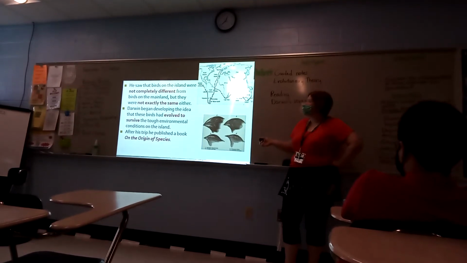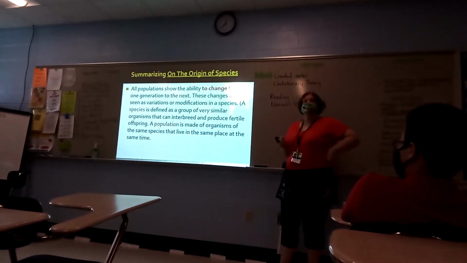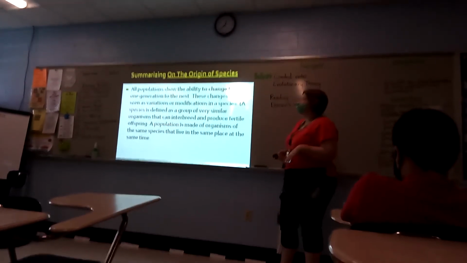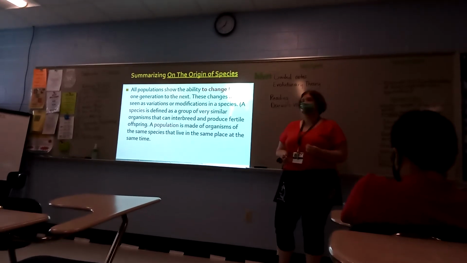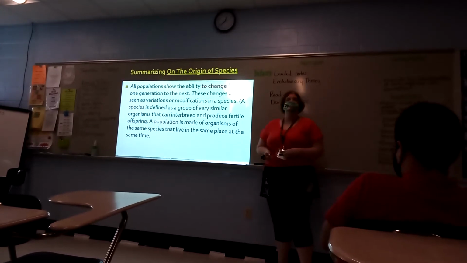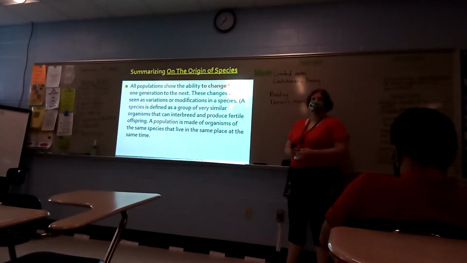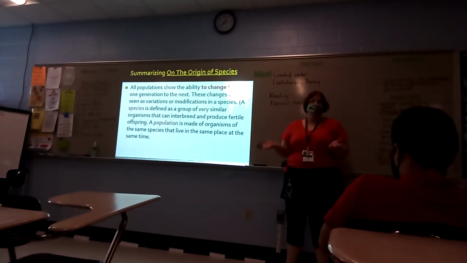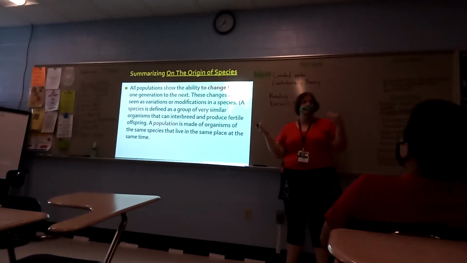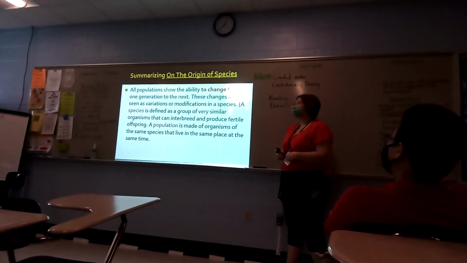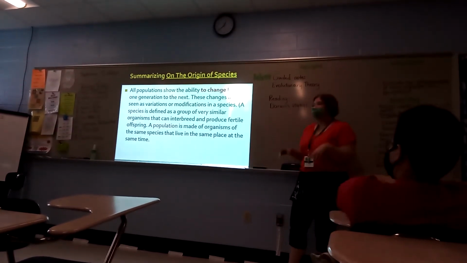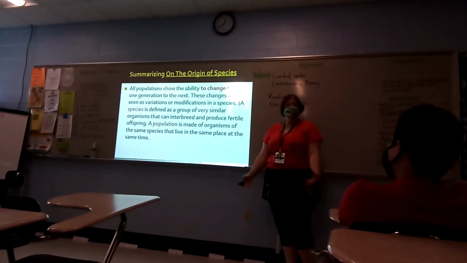Alright, so some main ideas from his book and main ideas that still stand today. All populations show the ability to change from one generation to the next. We see that with people. You see old-timey photographs of people, they don't look like the people that we have today. And they're not just changing their clothes either. Some of their physical characteristics are different. As a species, we're much taller than we used to be. We've gotten fatter as well. We're not talking about huge differences, but you can see notable differences over time.